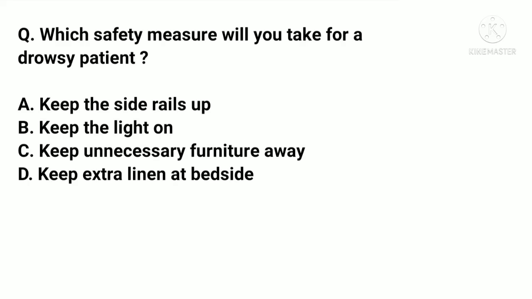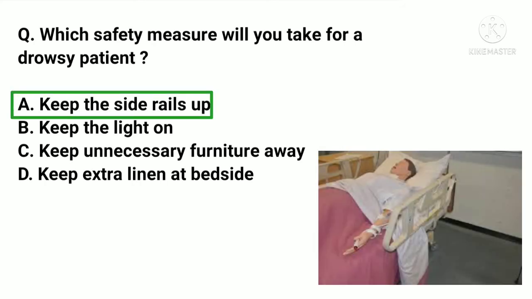Which safety measures will you take for a drowsy patient? A. Keep the side rails up. B. Keep the light on. C. Keep unnecessary furniture away. D. Keep extra linen at bedside. And the correct answer is A. Keep the side rails up.